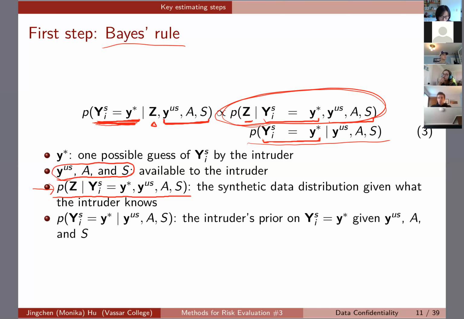The last one is about the prior. You can think about the prior information on guessing this particular Y star given everything else the intruder knows. So that's what we mean by Bayes' rule being applied to this particular situation. Overall, like we were saying earlier, you have to make a lot of assumptions, but at least at this step, it's still mathematically sensible, in a way that it's a natural thing to do.